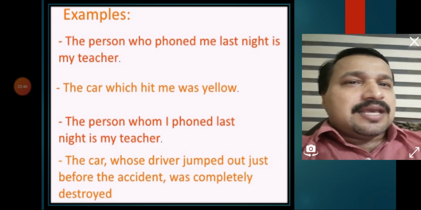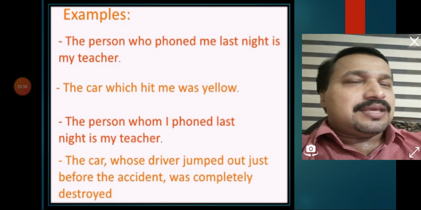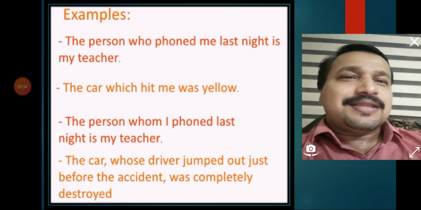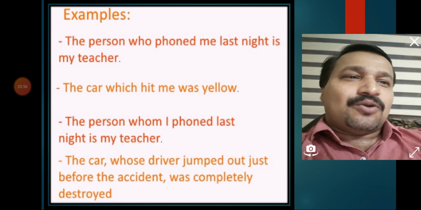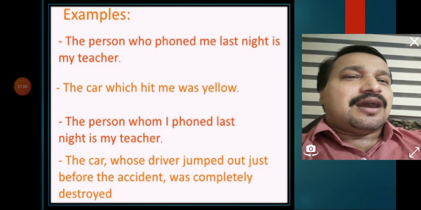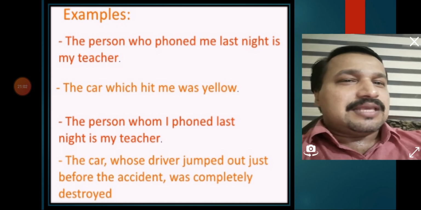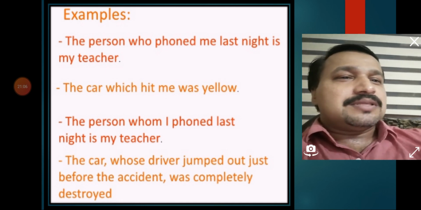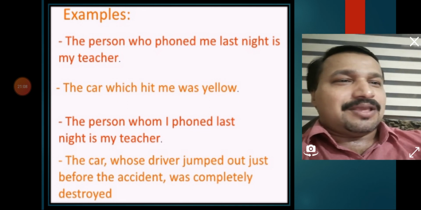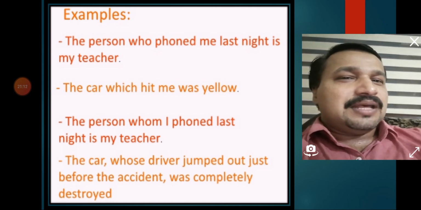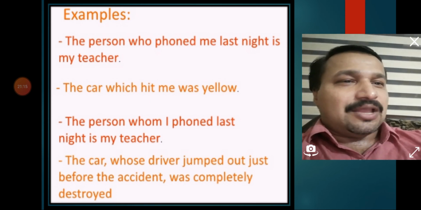That we can see a person who phoned me last night. "Who phoned me" is considered to be the defining clause that defines what or who the person is. The car which hit me was yellow. A car hit me that was yellow, or it was yellow. That is said in another form: the car which hit me was yellow.